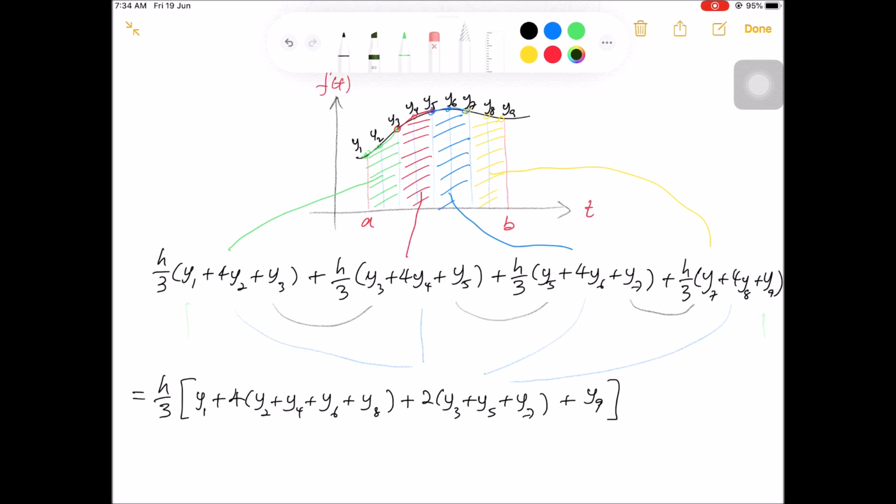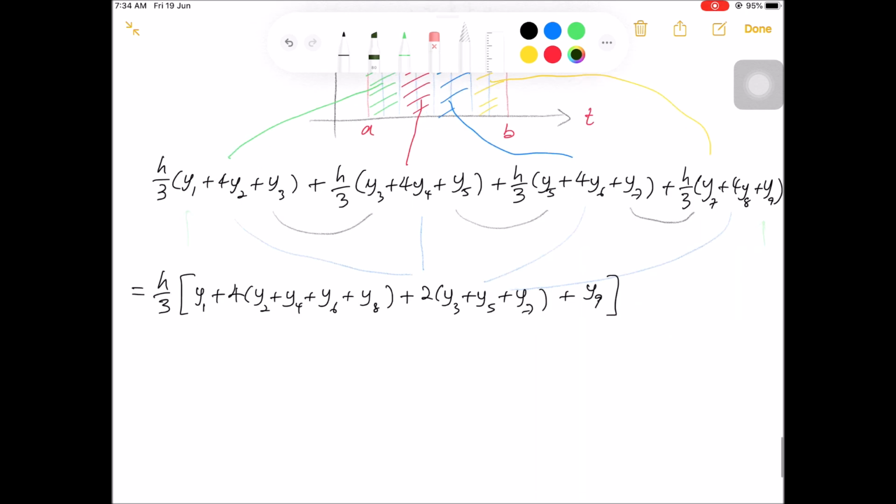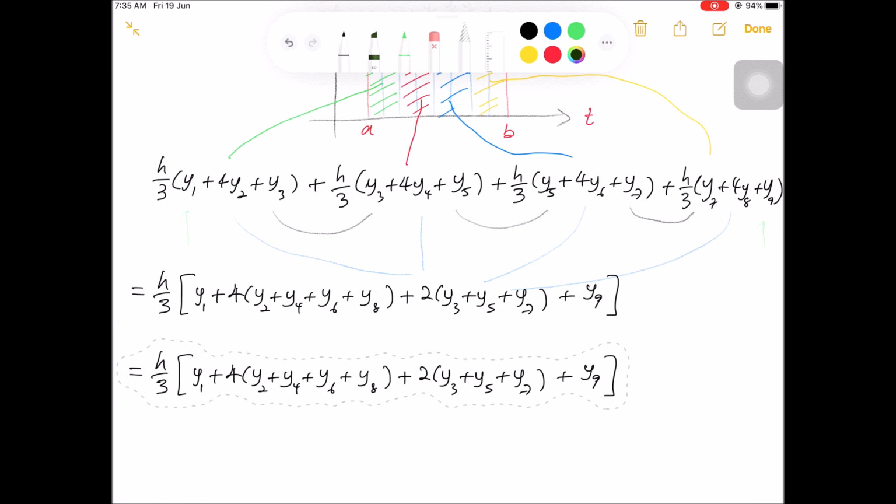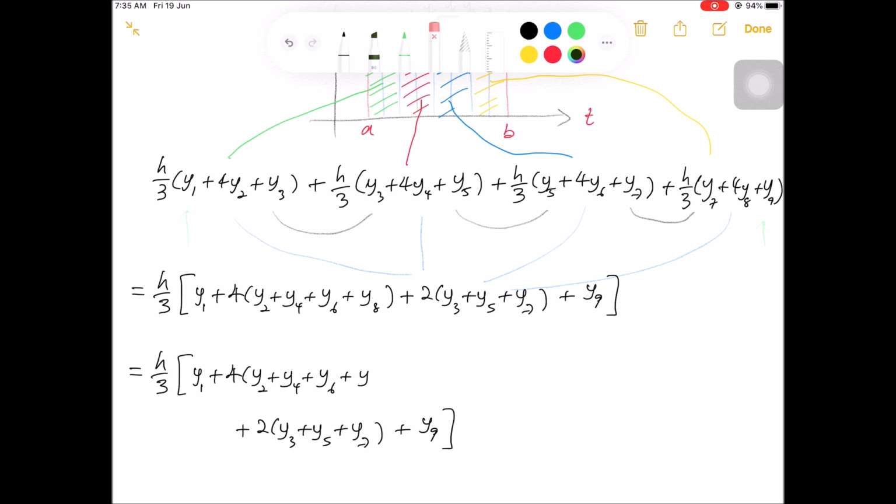So if we have n data points, we can modify this equation to become plus until y big N minus 1, and then plus again until y big N minus 2, and finally plus yn. Okay, so this continues down here.